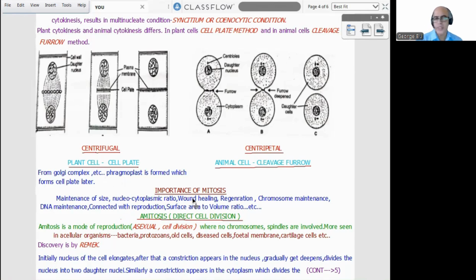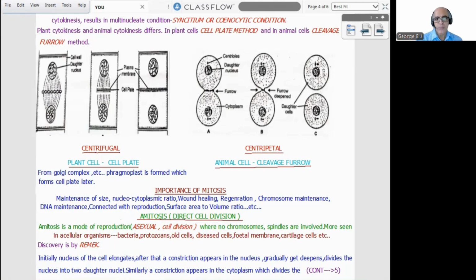Now, the importance of mitosis. Mitosis is involved in maintaining size, shape, nuclear-cytoplasmic ratio, wound healing, regeneration, chromosome number maintenance, DNA maintenance, connection with reproduction, surface area to volume ratio, etc. So it has a large number of functions to do.